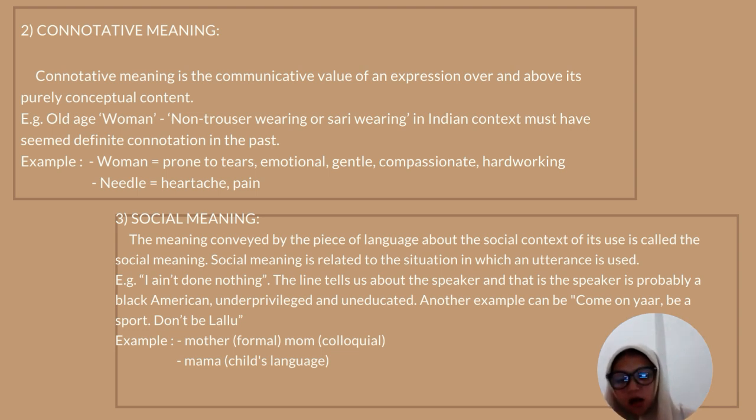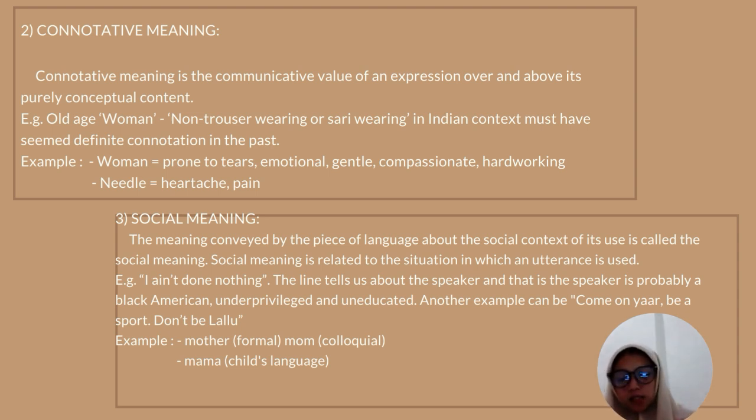Social meaning is conveyed by a piece of language about the social context of its use. The social meaning is related to the situation in which an utterance is used. For example, "ain't done nothing." The line tells us about the speaker, and this speaker is probably a black American, unprivileged, uneducated. Another example can be a dialect phrase.